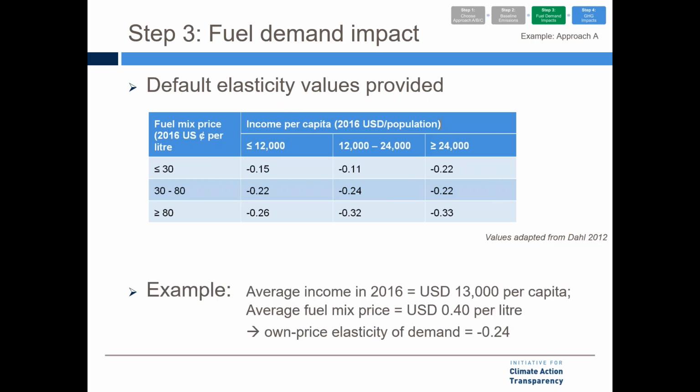And if we look at an example, if you have an average income in 2016 of $13,000 US, this would then be the row in the middle, and at the same time you have an average fuel mix price of 40 cents per liter, which would be the line in the middle. You end up with an own price elasticity of demand of minus 0.24. You can see here that there is not a massive range of values that you can get from these default elasticity values. So this already tells you that there is quite some uncertainty with this approach of the default price elasticity.